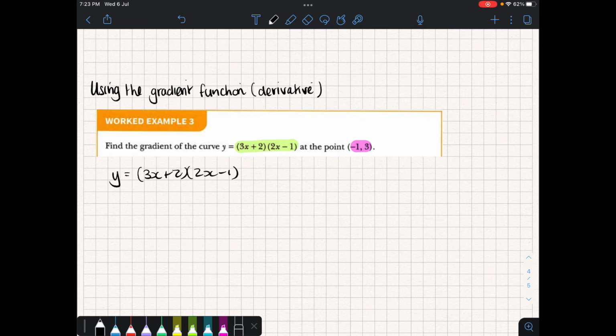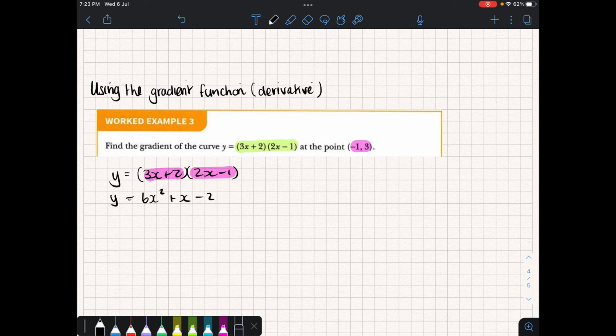We haven't learned the product rule yet, because this is a function times a function, but this is a simple function times a function, which I can just expand and turn into what we would recognize as a quadratic. So we're going to get 6x squared, and then plus x, because we have 4 in the middle and minus 3 on the outside, and then minus 2. And this we should recognize as a quadratic equation, right?